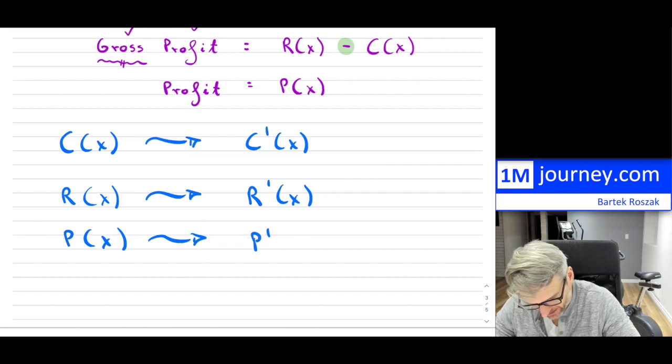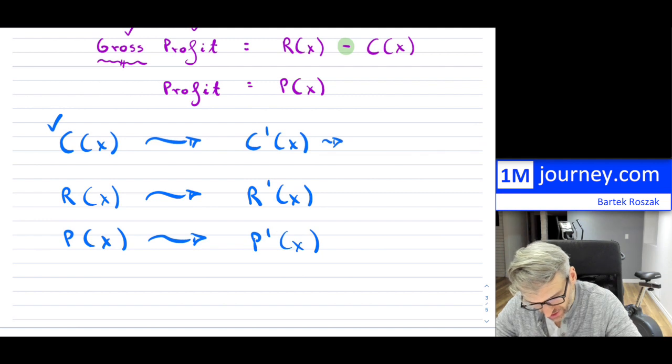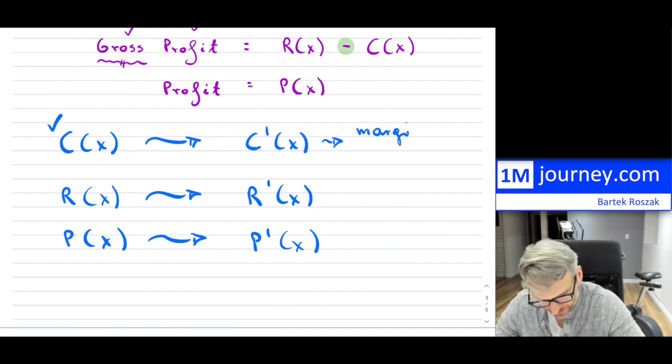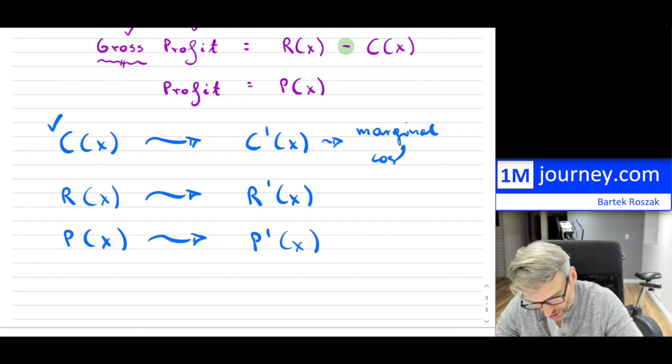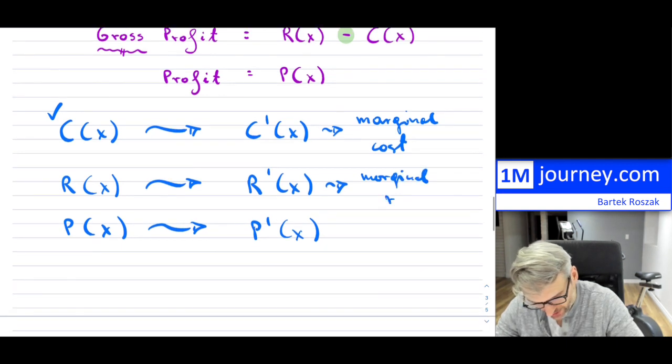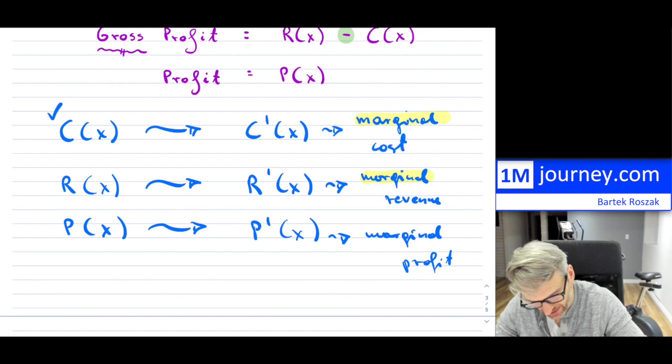Now, in business, when we take the derivative of the cost function, instead of using the word derivative, we use the word marginal. Marginal because it is a change per unit. So marginal cost function. This would have been marginal revenue function. And this would have been marginal profit function. So the word marginal refers to the derivative.